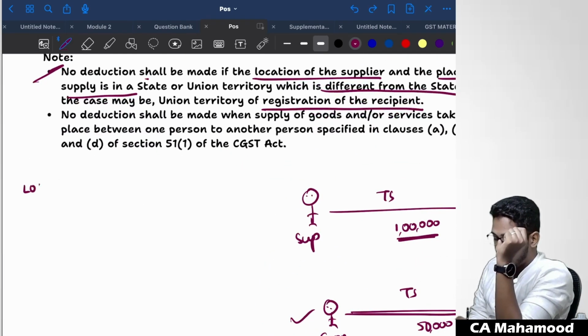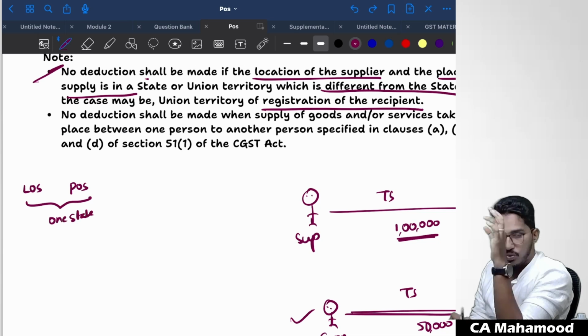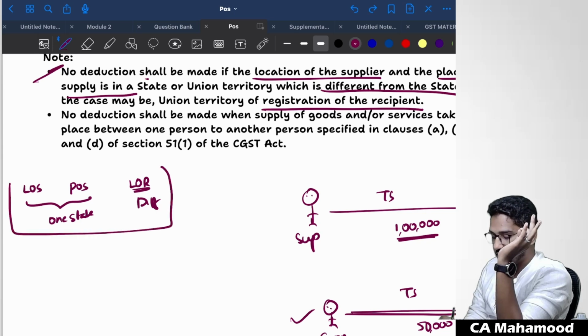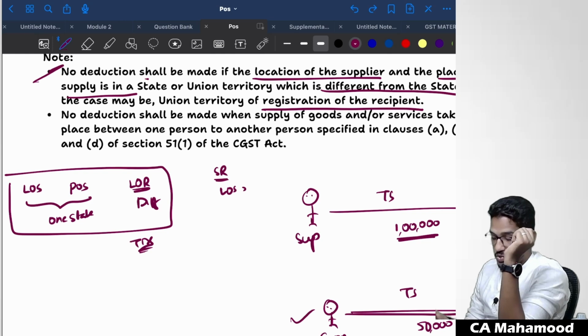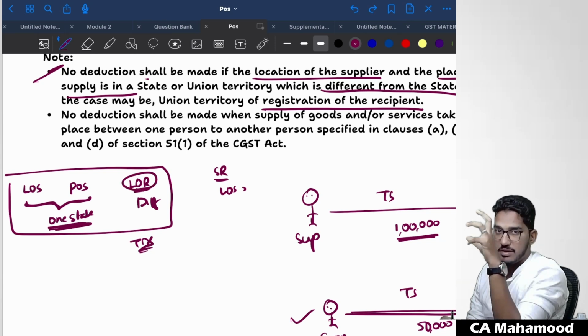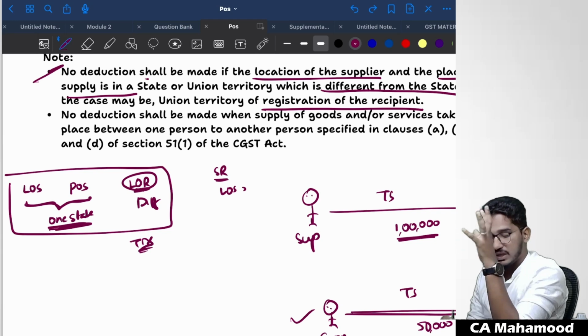So what they are telling is that the location of the supplier and the place of supply, both are in one state, whereas the location of the recipient is in a different state. In that case, even though the recipient is a specified recipient and even though the value of supply is more than 2,50,000 under the contract, still TDS will not be deducted. You have to remember this very carefully, important from the examination perspective. Location of the supplier and place of supply both fall in the same state, which is different from the location of the recipient. Wherever the recipient has registration, that is an altogether different state. In those cases, TDS will not be deducted.